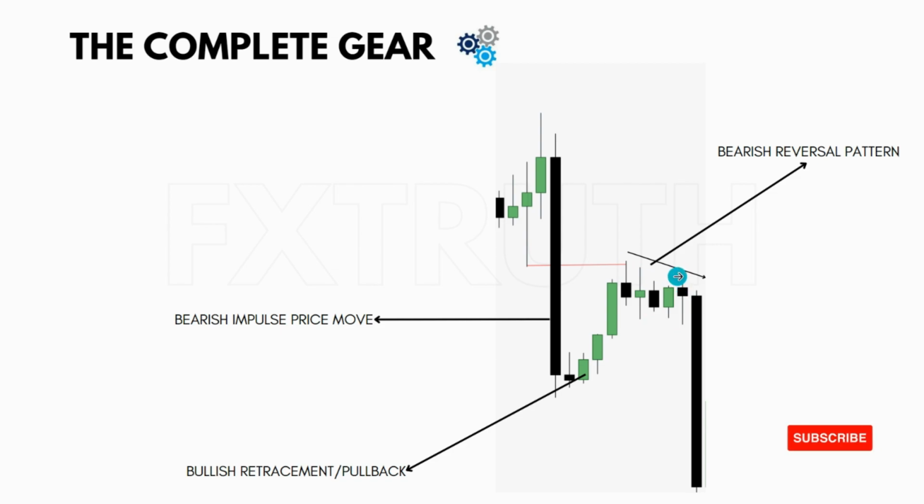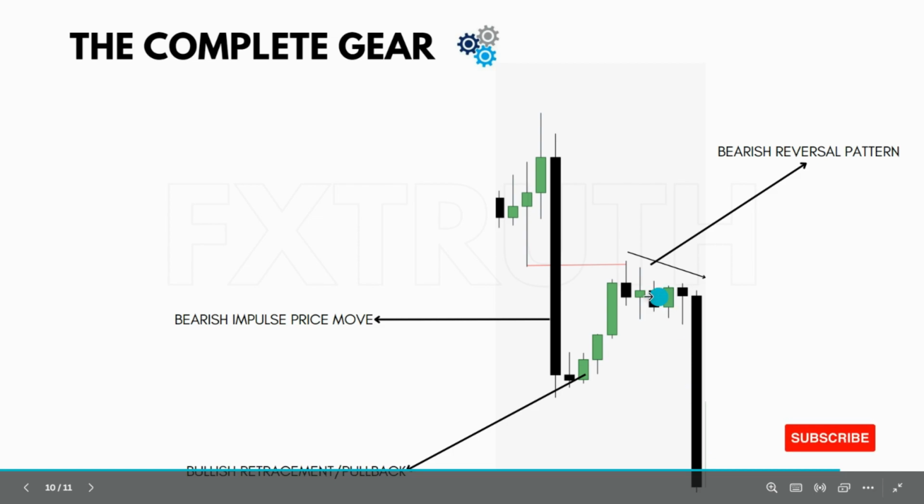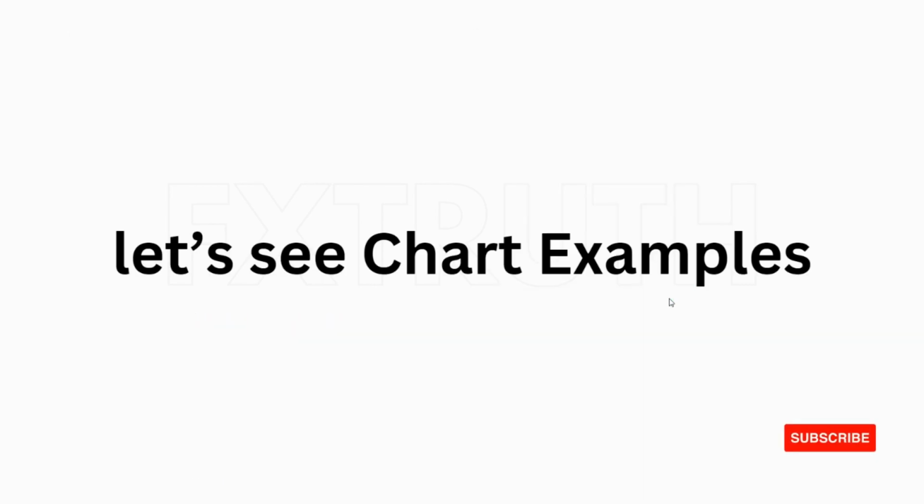So you can see that what happened after the M pattern formed, you can see how price sold off aggressively to the sell side right there. So you would have capitalized on this particular setup right here, and this would have been you profiting in the forex financial market. So this is the whole complete gear put together, and you can see how effective it is right here, even showing you from a chart perspective. Now, without wasting much of your time, let's see some chart examples, and let's drive home this idea very quick and fast.